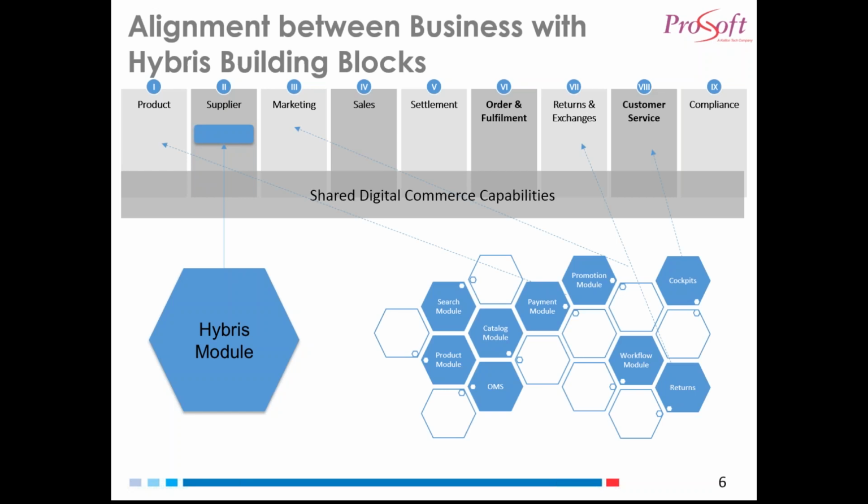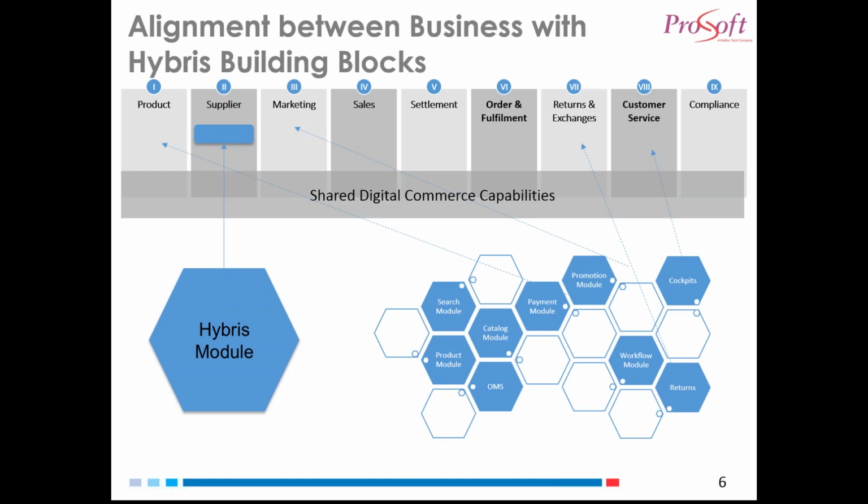That is according to whether we have a business process or a business goal. Here, take a look at a payment module, promotion module, cockpits, product module, order management system. These are all modules. So when we start seeing Hybris, we have to keep one thing in mind: that it is always viewed from the perspective of a module and extension. That's what it aligns with, your business process or your business function.